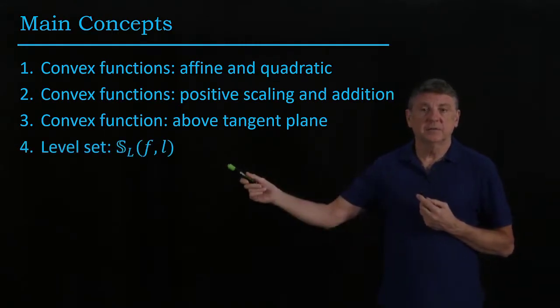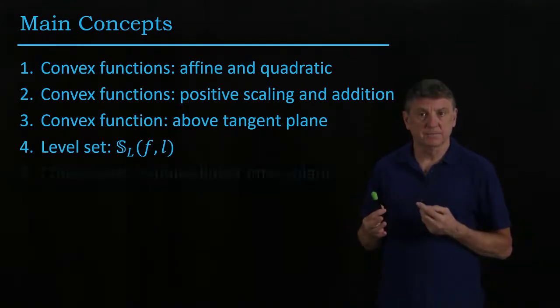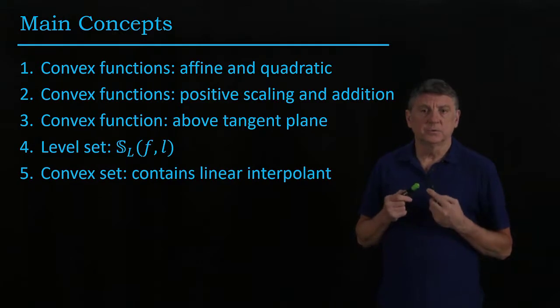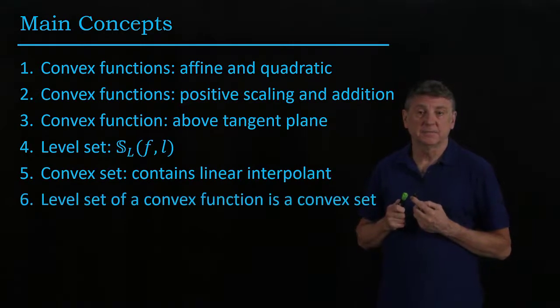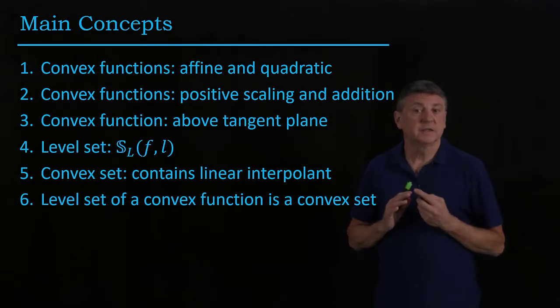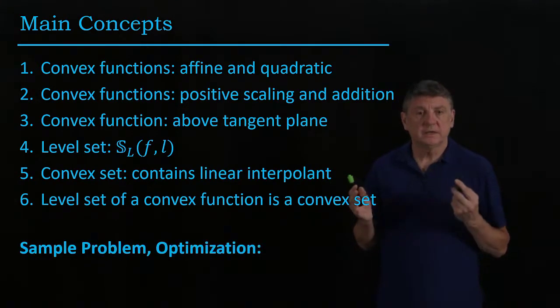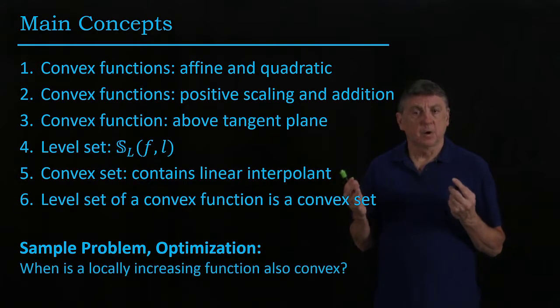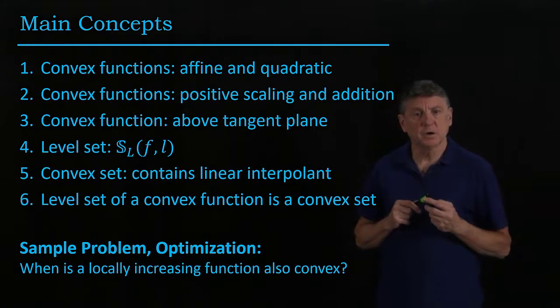We'll look at a level set. Previously we had level curves, and now we'll have level sets. And what we'll observe is that a convex set is one that always contains its linear interpolant. An important conclusion, which is a theorem that we won't have time to prove, is that the level set of a function is always a convex set. We can think, along in this lecture, of a problem which is, when is a locally increasing function also a convex function?